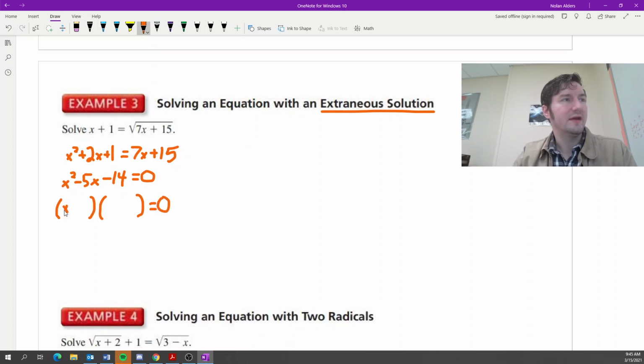So we'll have an x and an x. This is a minus sign, so we'll have a plus and a minus, opposite signs. What times what equals 14? I think 7 times 2 will work for us. 7 times 2. And we can see that negative 7 plus 2 is negative 5. So that works. And then we can say x plus 2 equals 0. So we can see one of our solutions is going to be negative 2.